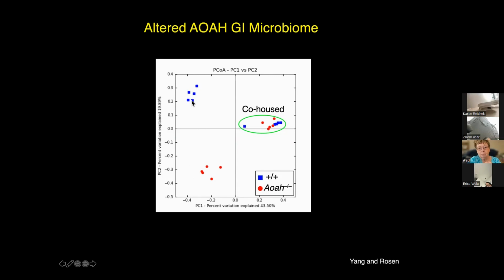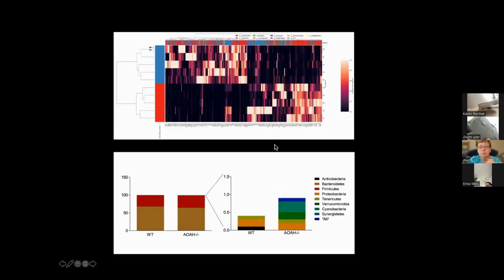Now, it can converge. So it turns out when mice are in a cage together, they actually eat each other's fecal pellets, if you can believe that. It's called coprophagy. And what you can see is by co-housing the mice that their microbiota converge. All right, so you can modulate their microbiota. All right, so what does that do?